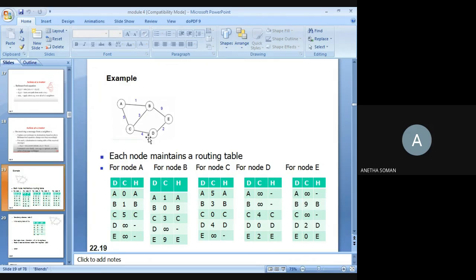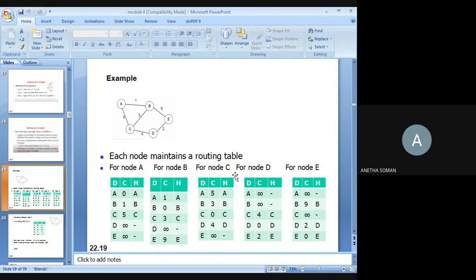I don't have a direct link to D, so there is infinity. Now from B to E, the cost is equal to 9. Through E, since it is a direct link, the next hop also remains the same. Okay, so this I have written for node B.